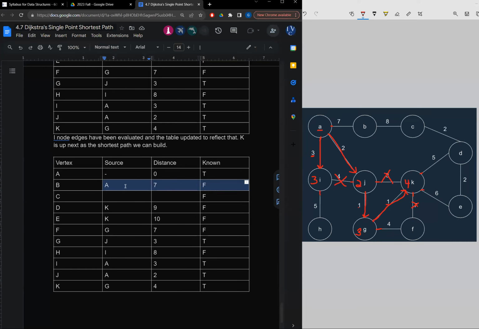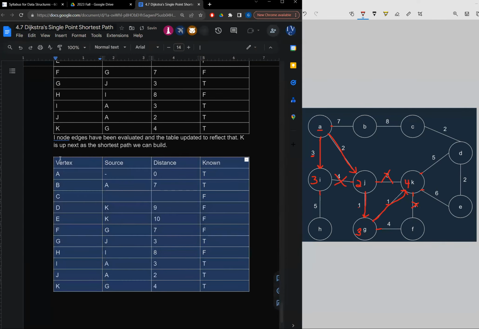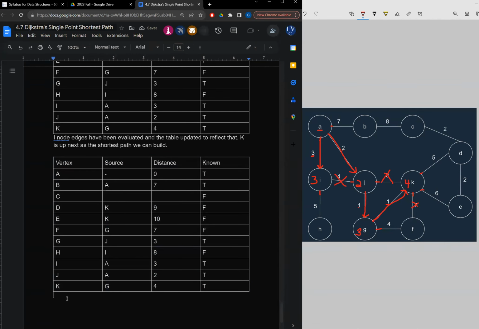All right, so our smallest at the moment is 7. 9's not smaller, 10's not smaller, 7's not smaller, 8's not smaller. So our shortest path we're going to start building now will be to B. Mark that one as true. And so K node processed. B is next to be built.